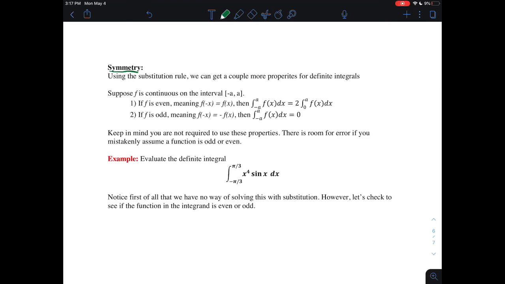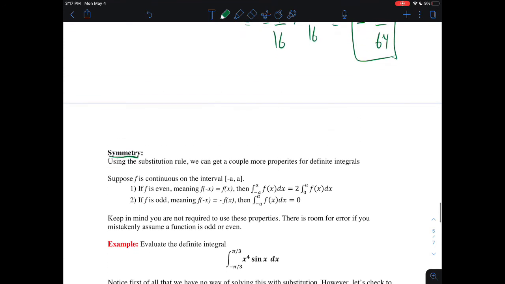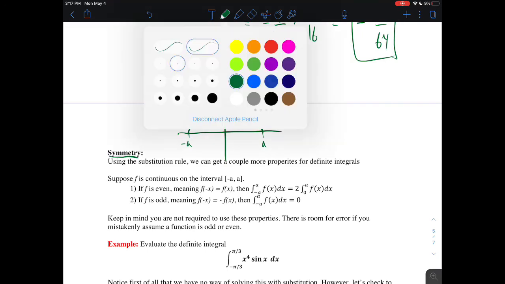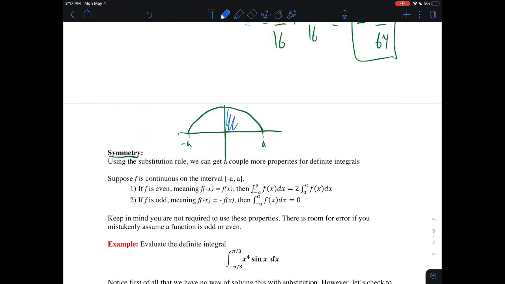The reason for this is if you have an even function, it means that on either side of the y-axis, you have the same shape. So it's symmetric about the y-axis. So essentially this is saying instead of integrating from negative a to a, you could just do half of it and then multiply it by 2. So that's why we get that first property.